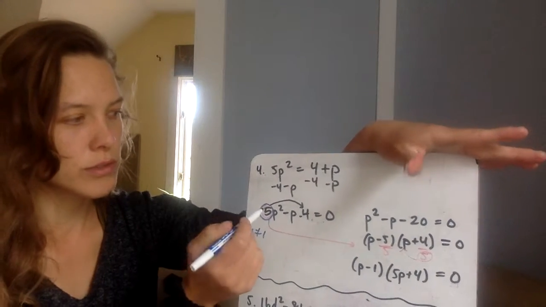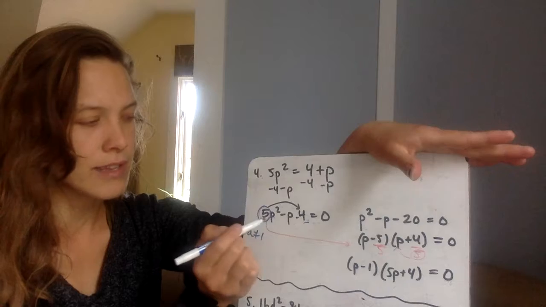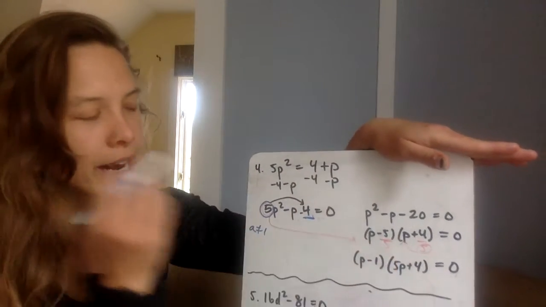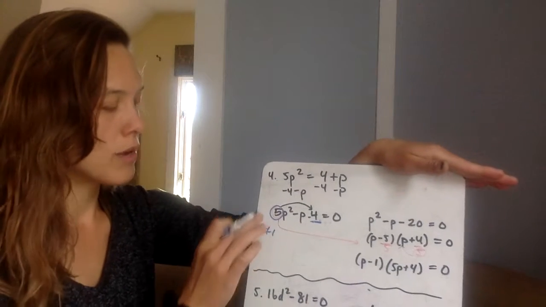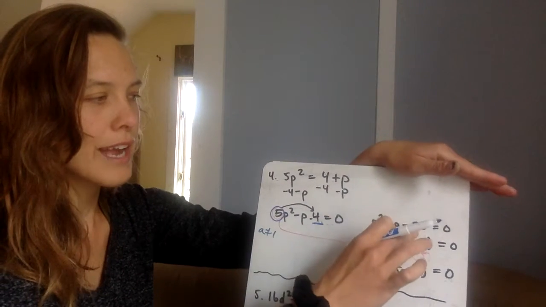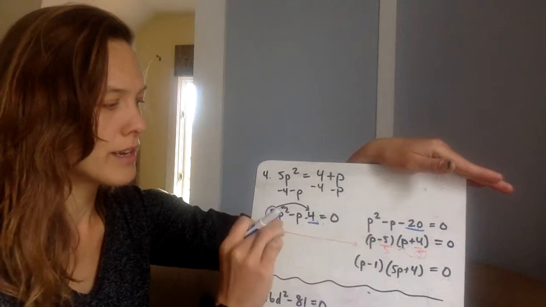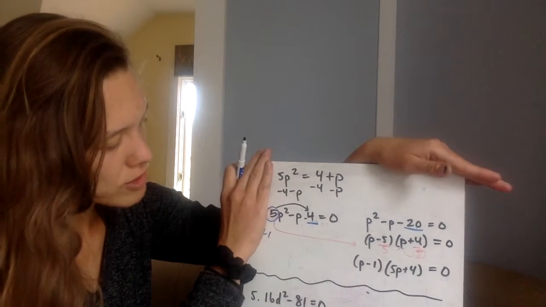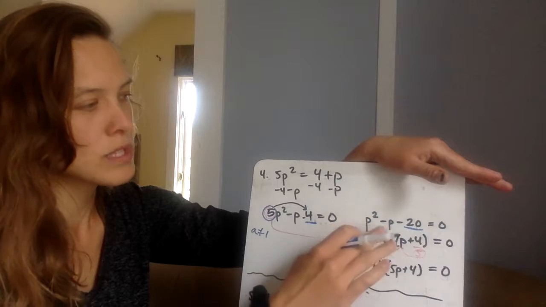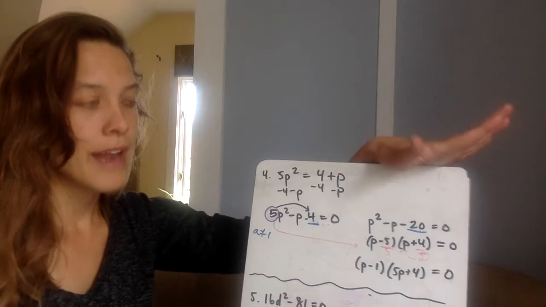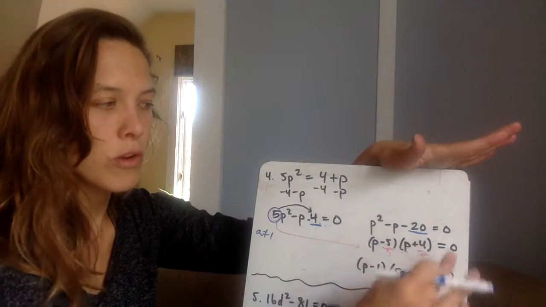So what I have to do is multiply a times c, so 5 times negative 4, and then rewrite my new trinomial. So when I do 5 times negative 4, I get negative 20. So I rewrite this as p squared, so that's that same first term without the 5 associated with it, p squared minus p minus 20 equals 0. And now I can factor this new trinomial.